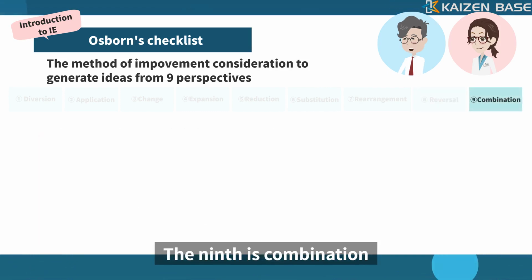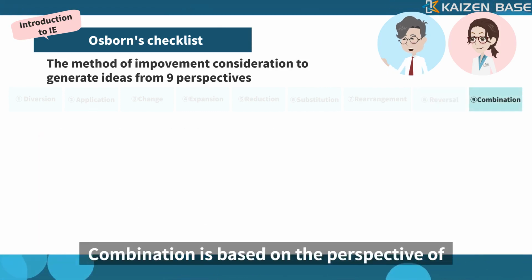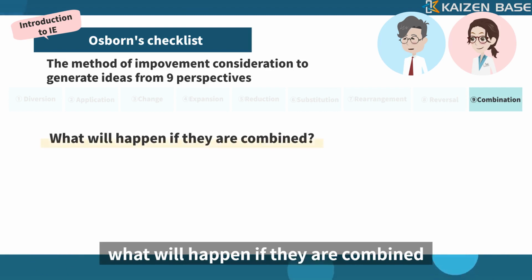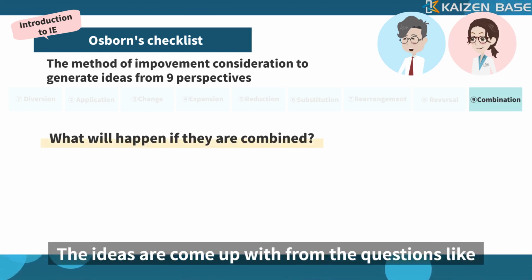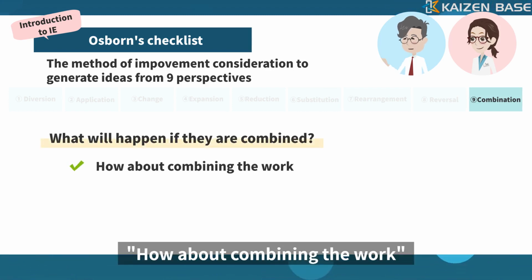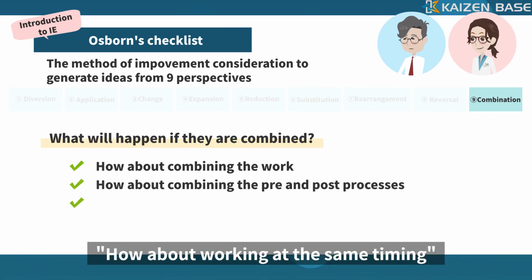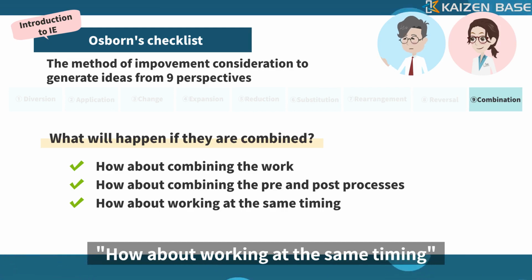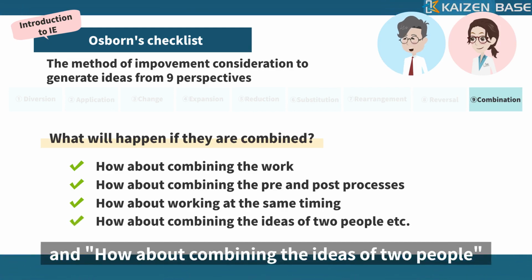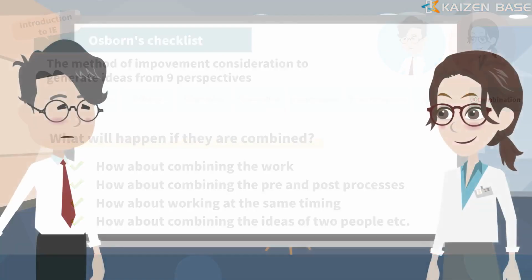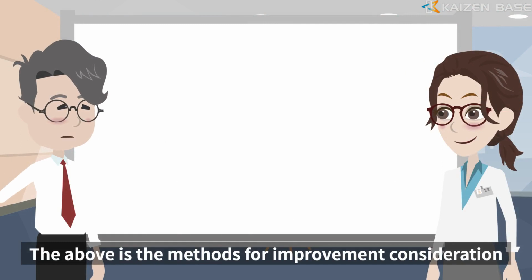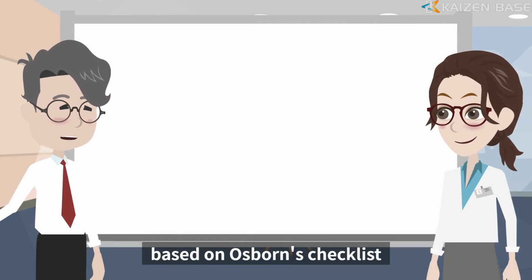The ninth is combination. Combination is based on the perspective of what will happen if they are combined. The ideas are come up with from the questions like, how about combining the work, how about combining the pre and post processes, how about working at the same timing, and how about combining the ideas of two people. The above are the methods for improvement consideration based on Osborn's checklist.